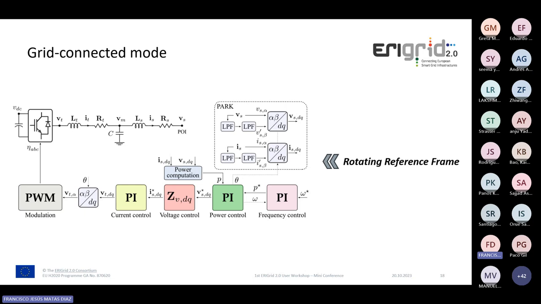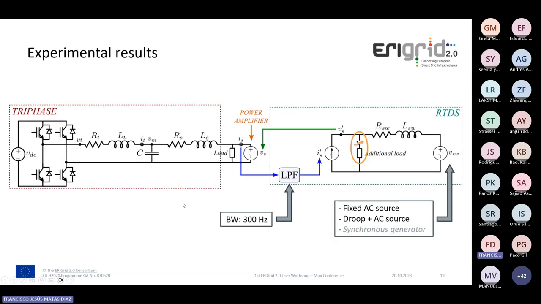Now the three-phase unit is connected to a power amplifier. So the power filter was changed to an LCL configuration and the PI on the voltage controller was replaced by a virtual impedance. The experimental setup consists of a power hardware in the loop setup following the ideal transformer architecture. The power amplifier receives the set points from RTDS, where the rest of the circuit is simulated.